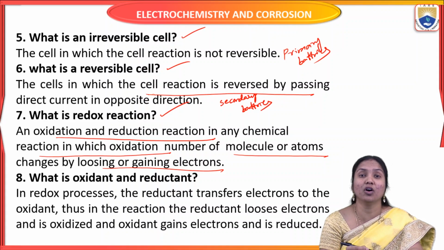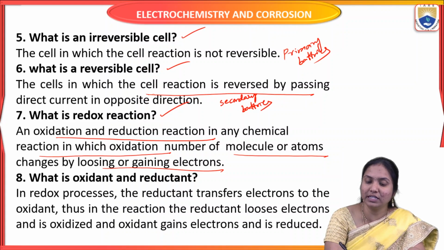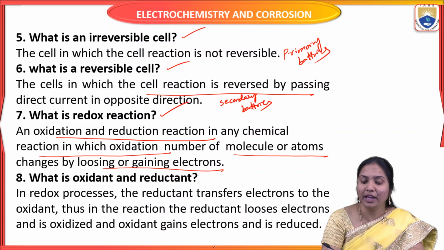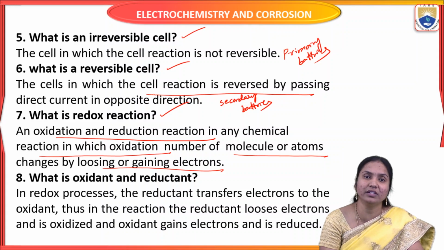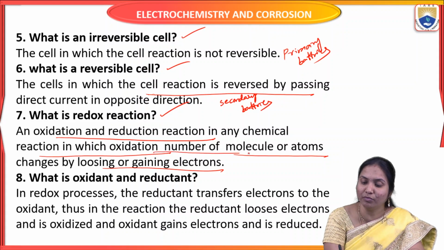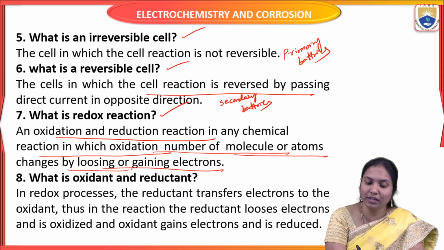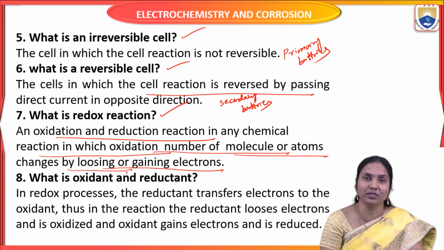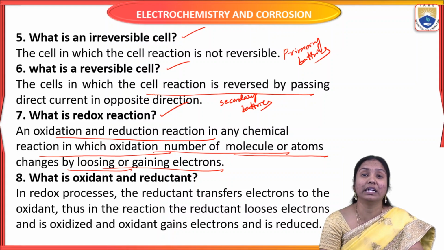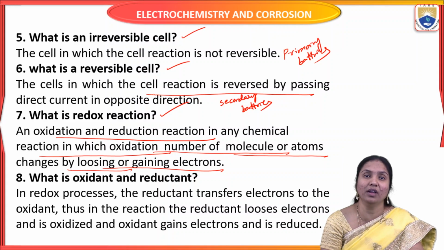So oxidation means loss of electrons, reduction means gain of electrons. So an oxidation or reduction reaction is any chemical reaction in which the oxidation number of molecules or atoms changes by losing or gaining electrons. So when both reactions take place, it is called a redox reaction. The combination of oxidation and reduction is called a redox reaction.